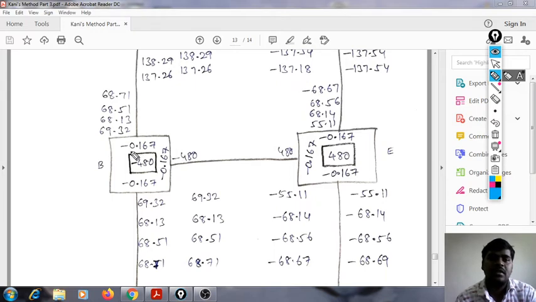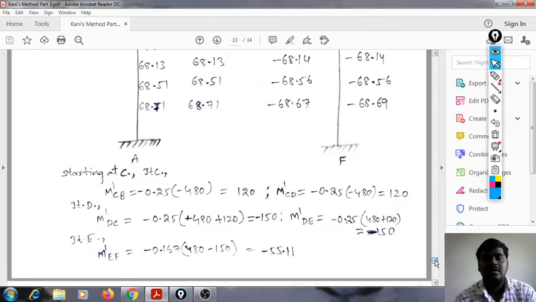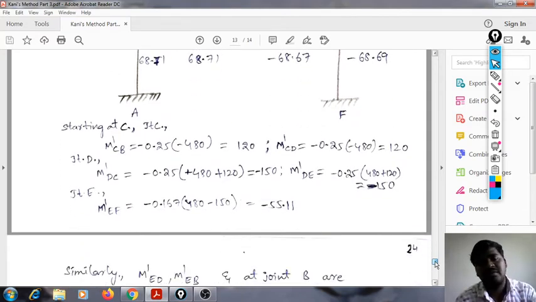This minus 0.167 can be written here, these values here, and these values here. So, in the same manner as we calculated in the previous videos, we are calculating in the same manner. You can check it out, the figure is already drawn in the side paper.